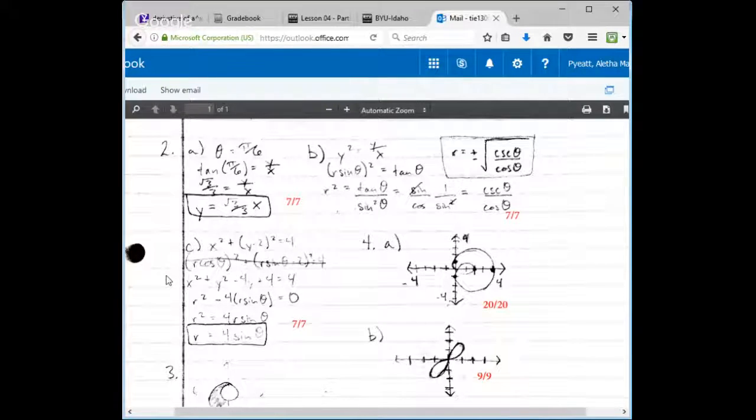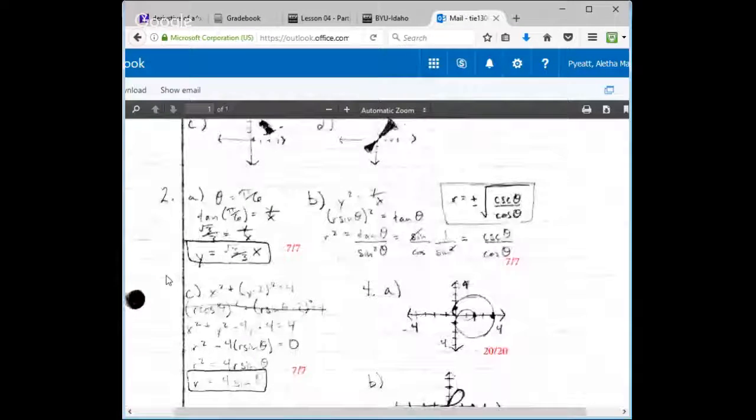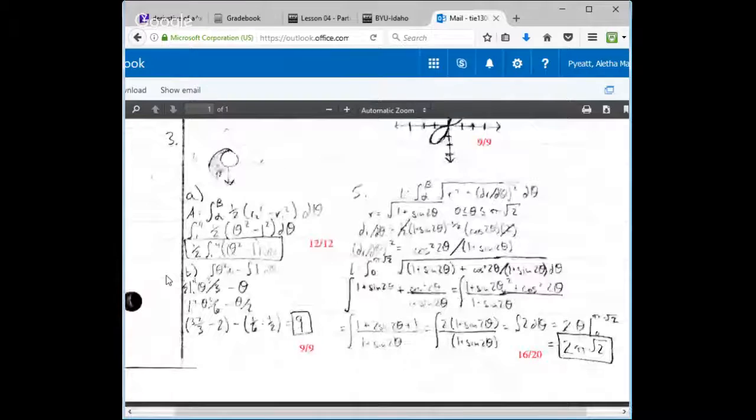The only other things that I missed on this test were 3B and 5. 3B, I got 9 for the answer right here.